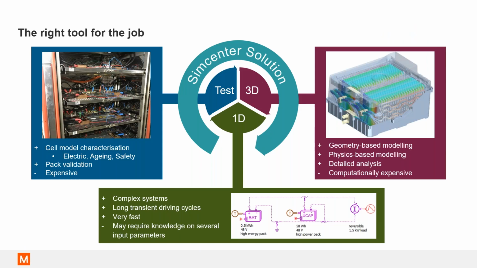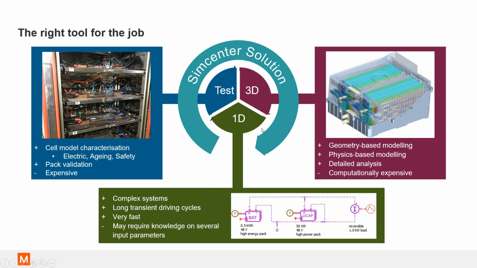So we need to characterize the cell model, then validate on the pack model, and then test it, which can be cumbersome. That's why there's a need, from a simulation point of view, to capture the 3D aspect as well as the 1D aspect.